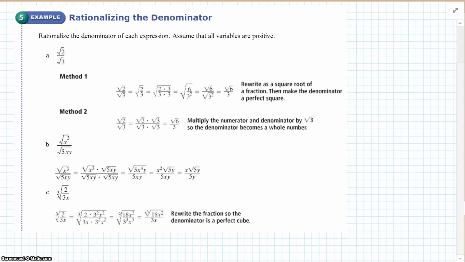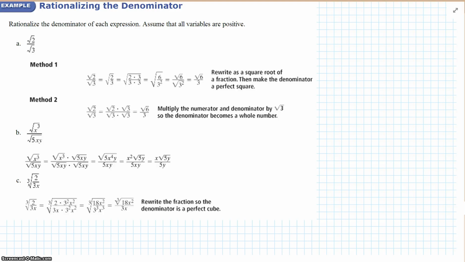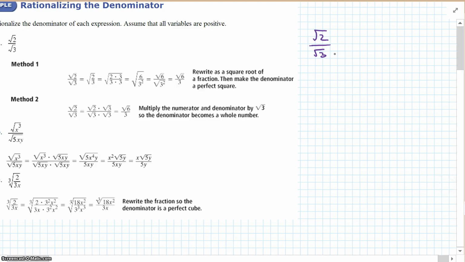Okay, so let's rationalize the denominators. So I have the square root of 2 over the square root of 3. Well, now all I have to do is make the denominator a perfect square. So if I multiply the denominator by the square root of 3, what would I multiply the top by? Square root of 3. So I'm going to get the square root of 6 over the square root of 9. But square root of 3 times square root of 3 is 3. So my answer is the square root of 6 over 3.